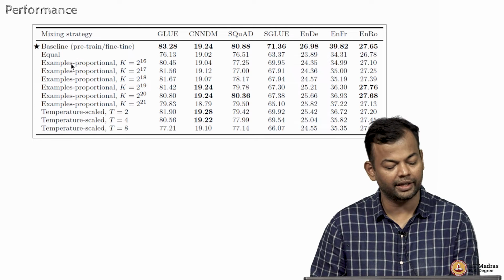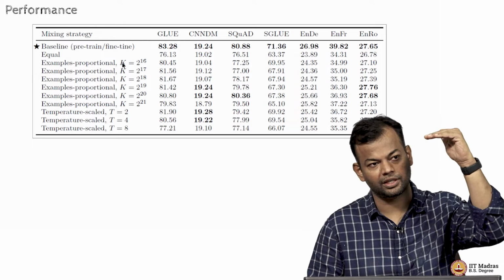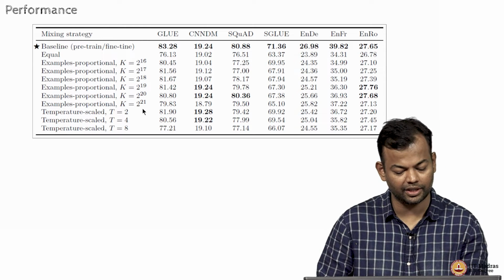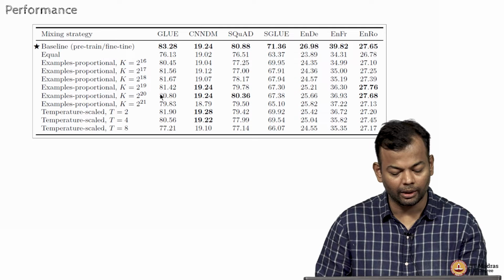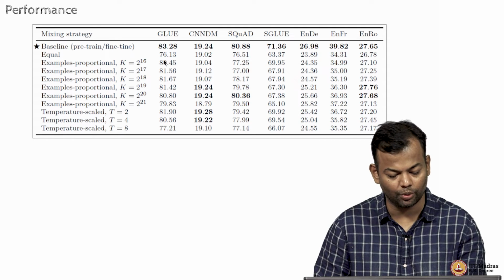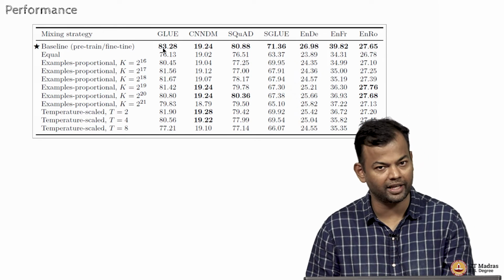Then they tried different examples proportional, where they changed the value of K. K was, remember, this artificial upper cap that you had set on the data set, and they increased it from 2 raised to 16 to 2 raised to 21. Not going into the details of the numbers here, but you can see that roughly none of these 5 rows do better than the first row, which was pre-training followed by fine-tuning, right?